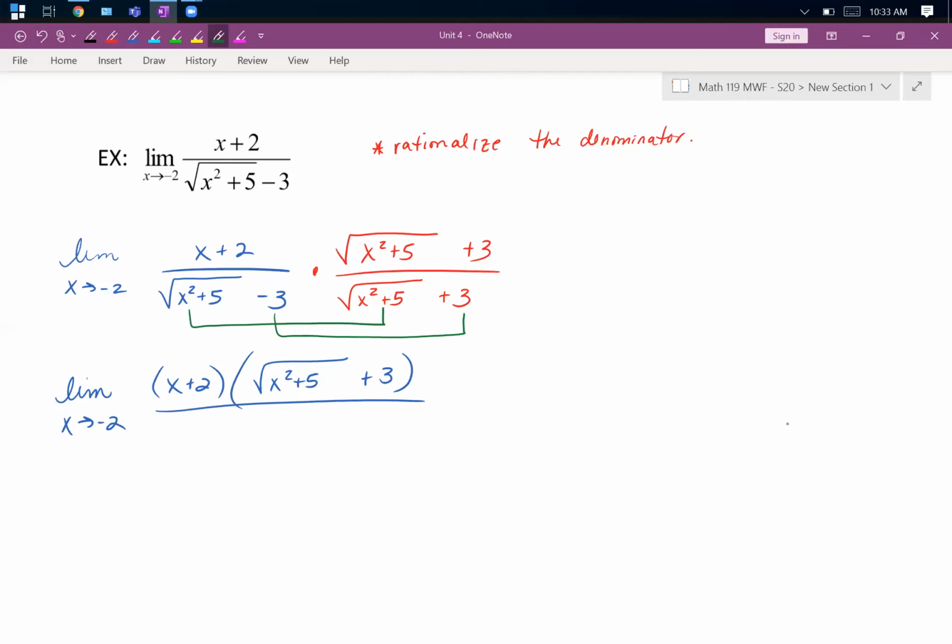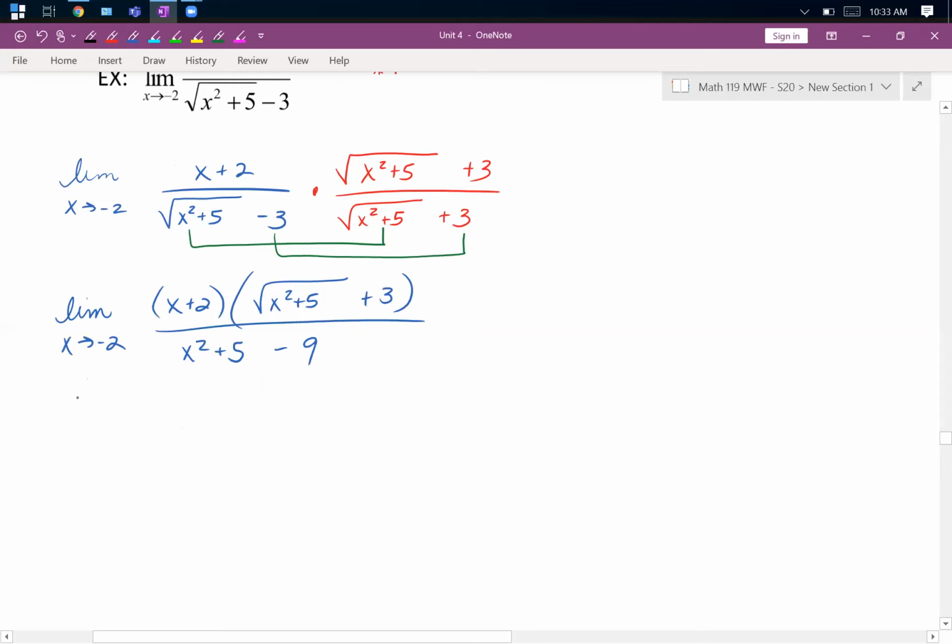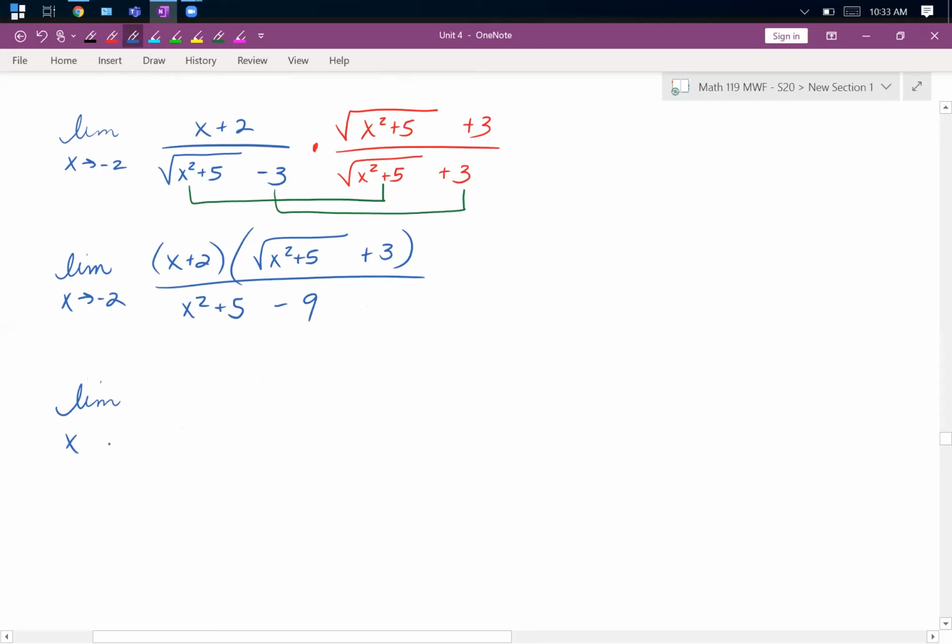So here we are halfway through the next example. All right, so in our denominators, we're multiplying those conjugates. Multiplying the first two together, we're going to get x squared plus 5. And then multiplying the second two together, we're going to get minus 9. That's the limit as x approaches -2 of x plus 2 in the numerator, and in the denominator, that's going to be the square root of x squared plus 5 plus 3 times x squared minus 4.